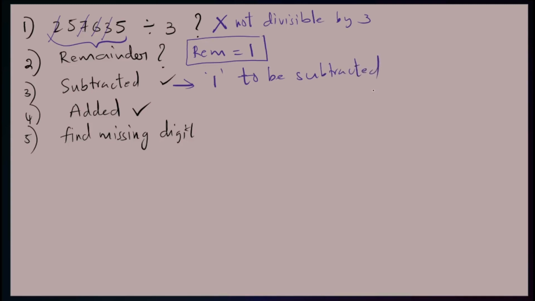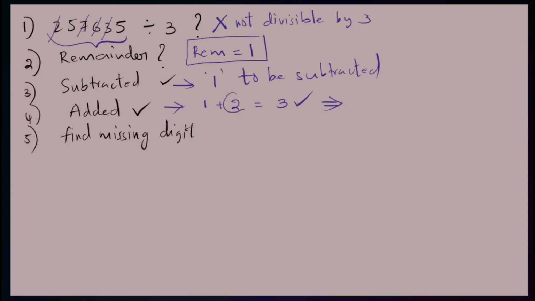What should be added? Already there is 1 extra, 1 is remaining. So for that remaining 1, if you add 2 more, this will become 3. Then it will be divisible, right?